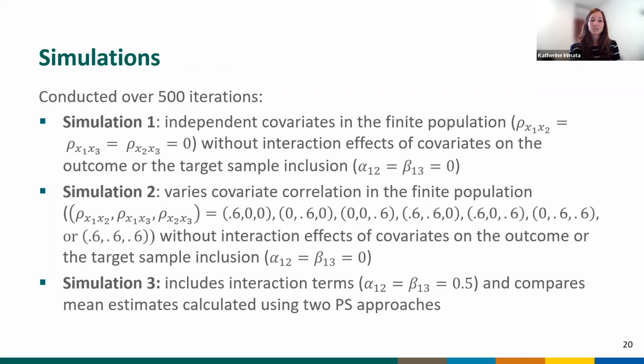And then in the third simulation, we're going to include interaction terms. Those are interactions between our confounder variable and our predictor variable in the creation of our outcome, and between the confounder and selection variable, related to how we sample for our target sample and our reference sample. Then we will compare the mean estimates using two different propensity score approaches, which I haven't focused on too much in this talk.